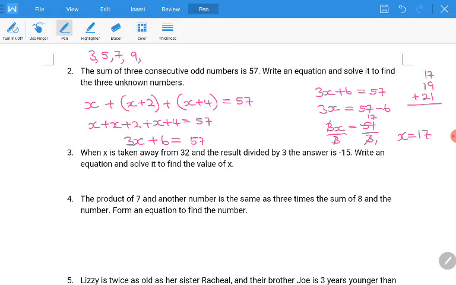7 plus 9, that's 16, plus 1, that's 17. So we write 7, carry 1. 1 plus 1 plus 1, that's 3, plus 2, that's 5. So our 3 consecutive numbers are 17, 19, and 21.